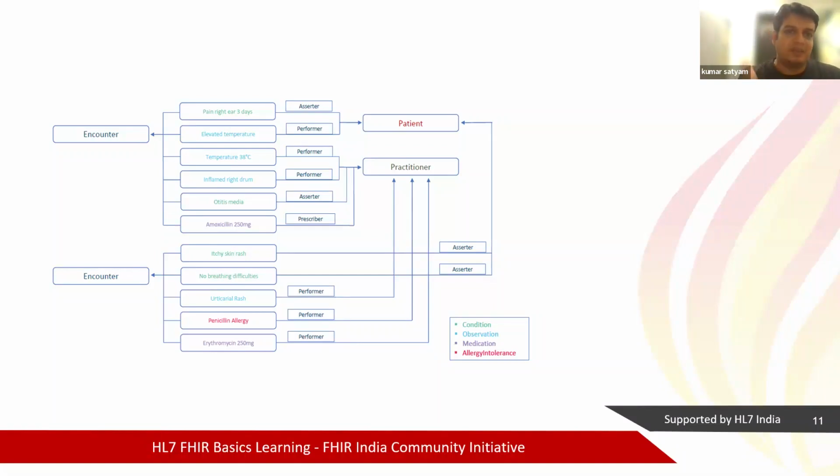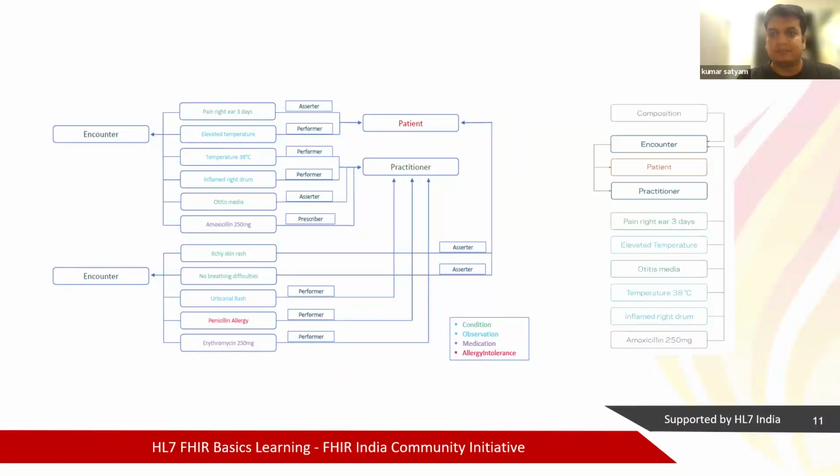that is where the performer is. An asserter is somebody who says that I have pain, right? Who's asserting that? That's the patient, correct? So here we are representing 4 resources primarily: condition, observation, medication, and allergies. And we're trying to show you the linkages between the resources. When we look at the resources, we'll see how the linkages are happening through resource references, okay? But this is what it is.